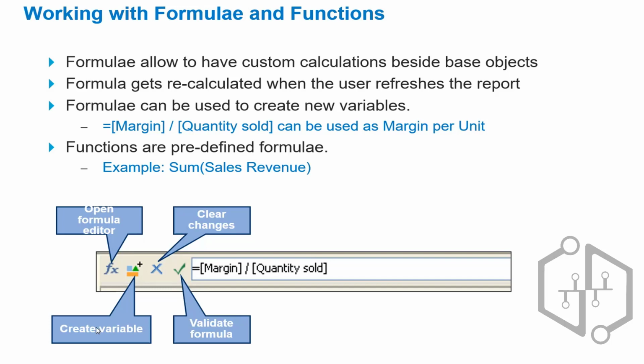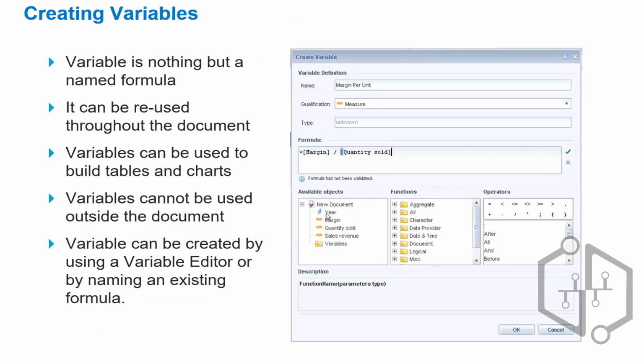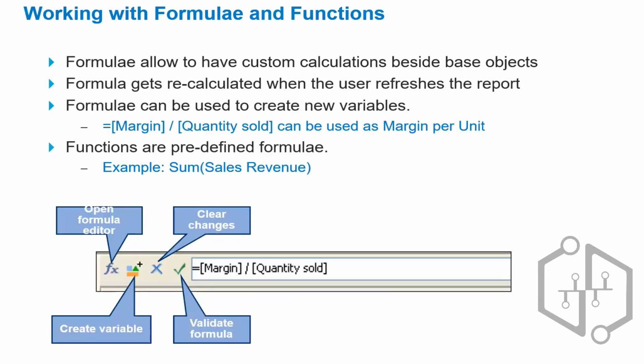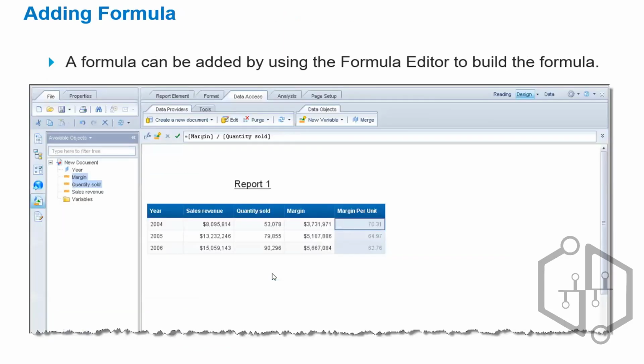This is to create a new variable. We have to click on this, give the name of the variable, and give the formula, like margin by quantity sold. It is margin per unit. We can create a new variable with the name margin per unit with the formula margin by quantity sold. Functions also we can use, like sum of sales revenue and all. We can use this formula editor and create some functions in the formulas. That is about adding formulas.